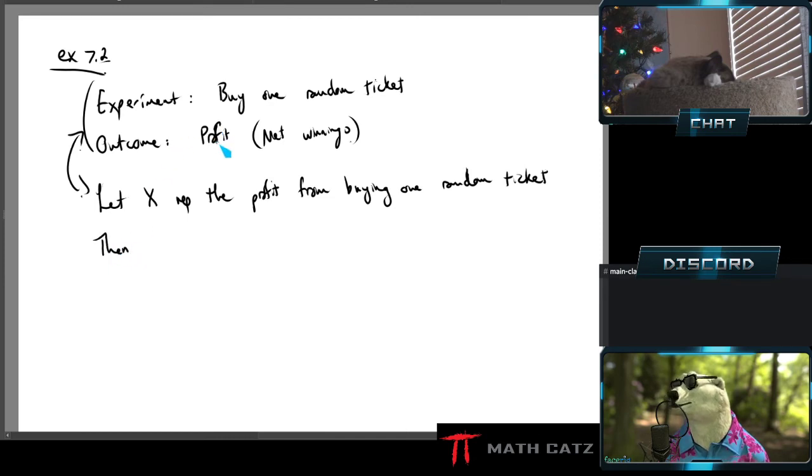But in this case, they're talking about profit, so I define my random variable as x accordingly. Once I have that, the possible values of this random variable is what I am listing. Okay. I'm always going to do this. Always going to do this.